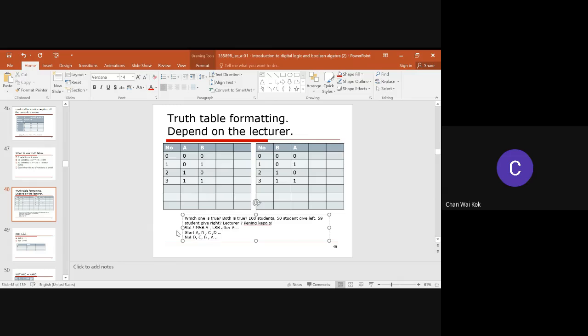So you should standardize. The MSB is A, so it will be A, B, C, D. A will be the MSB, not D, C, B, A.